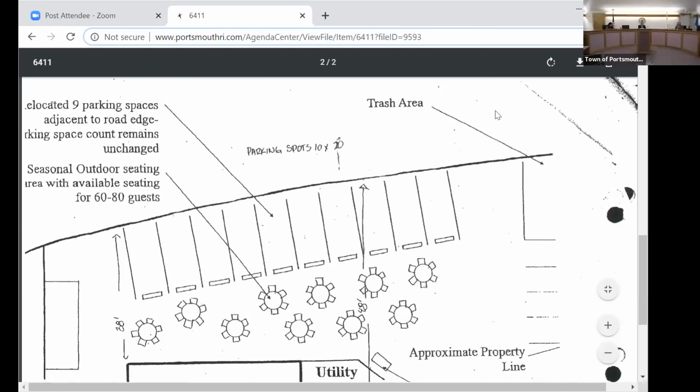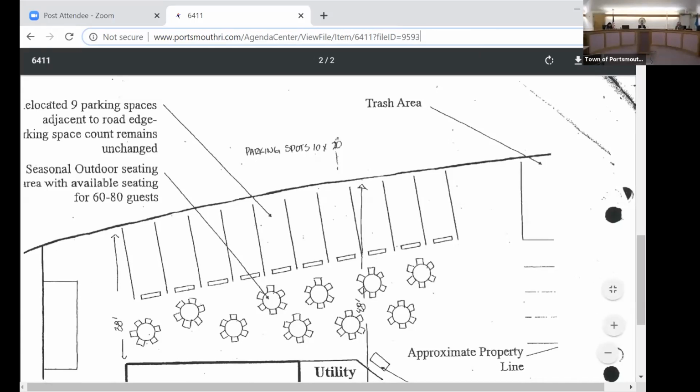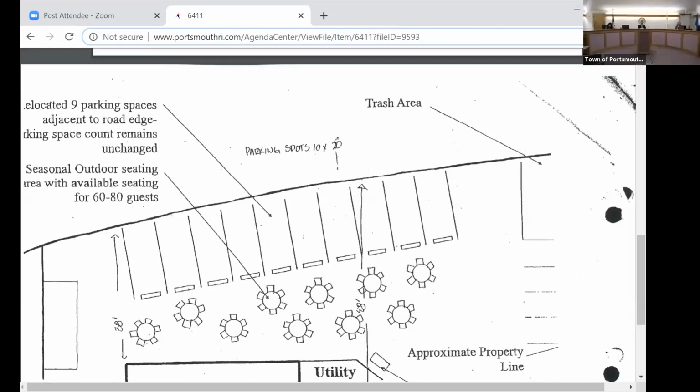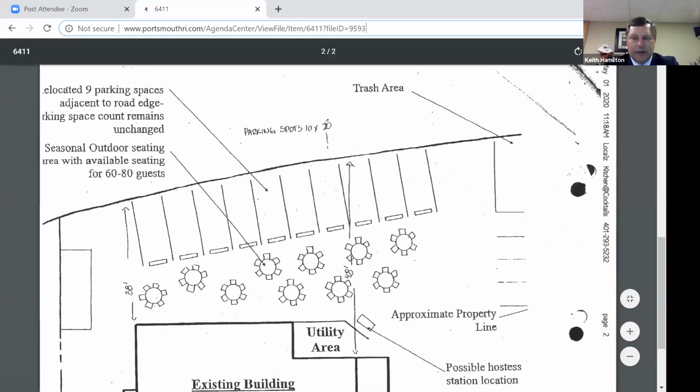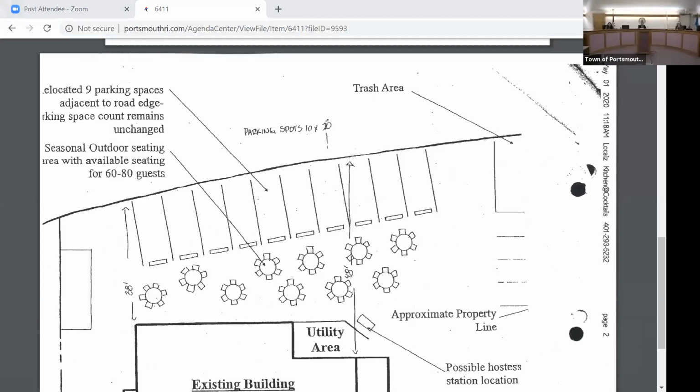Okay. So we have a motion and a second. Any further discussion? I'd like to have a discussion after we approve this, if you don't mind. Yeah, well, we have a question. I think I see a hand up, at least from the audience.